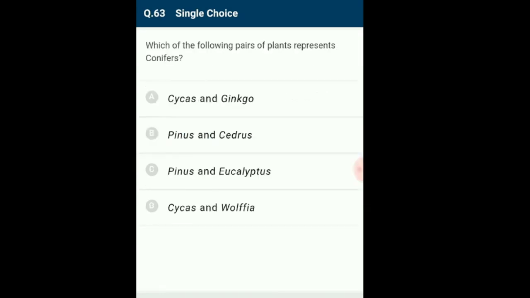Question number 63. Which of the following pairs of plants represent conifers? Conifers are gymnosperms which grow in a temperate area. In conifers, the needle-like leaves reduce the surface area. Conifers include Pinus and Cedrus. Cycas and Ginkgo are gymnosperms but not conifers. Eucalyptus and Wolffia are angiosperms. So the answer is option B, Pinus and Cedrus.